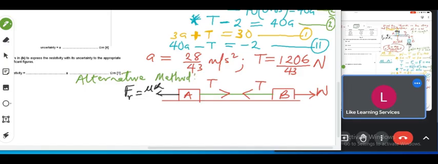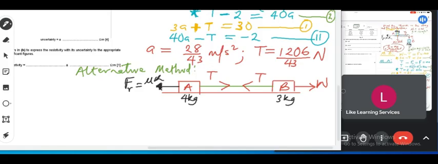Okay, so let's find the resultant force when treated as a unit. Remember, the mass of this one is 4 kg and the mass of this one is 3 kg. So what's the resultant force? The direction of motion is to the right. All the forces going to the right will be positive, and the ones going to the left will be negative. Take note of this method because the motion is towards the right.